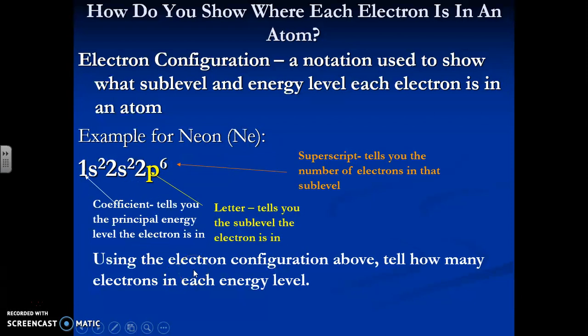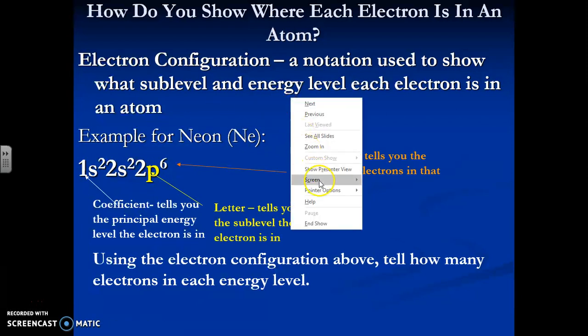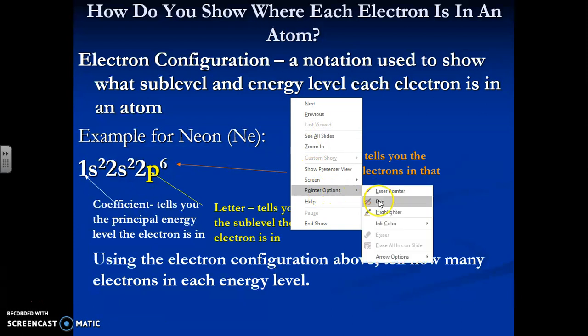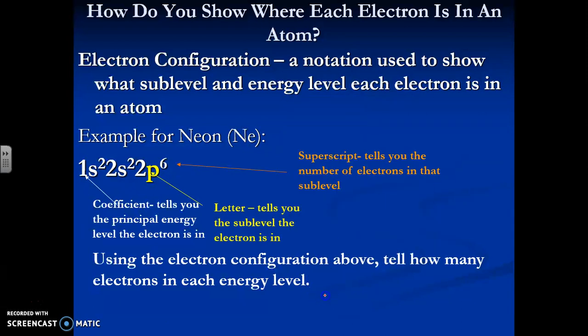Now it says on the bottom, using the electron configuration above, tell how many electrons are in each energy level. If we look at the first energy level, we look at every sublevel that has a 1 in front of it. The 1s sublevel has a 1 in front of it, and there are 2 electrons. There are no other sublevels that have a 1 in front of it, so the first energy level has 2 electrons.